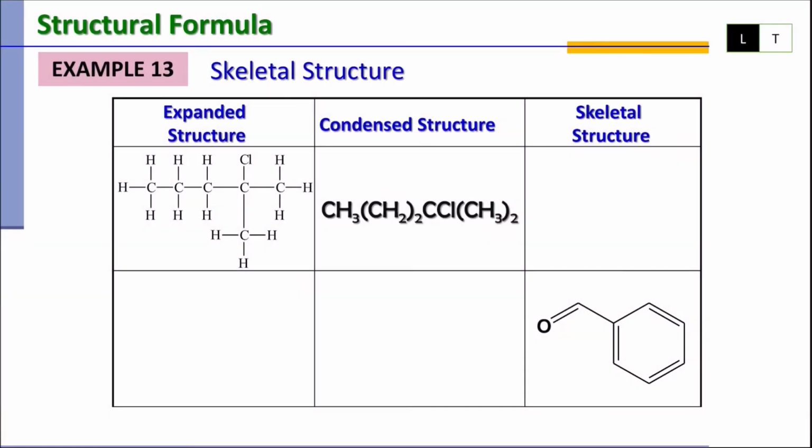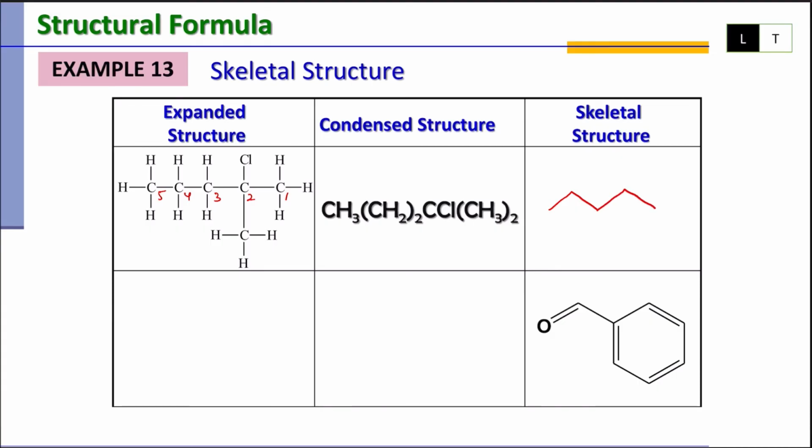Next, we have in this table, we got this structure. So, dalam bentuk skeletal structure, kalau saya bagi numbering 1, 2, 3, 4 and 5. Bila saya lukis, saya akan ada 5 bucu. So, 1, 2, 3, 4, 5.